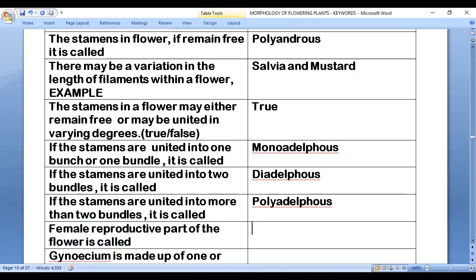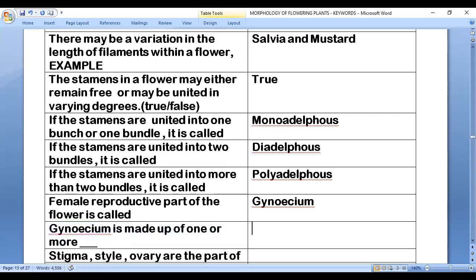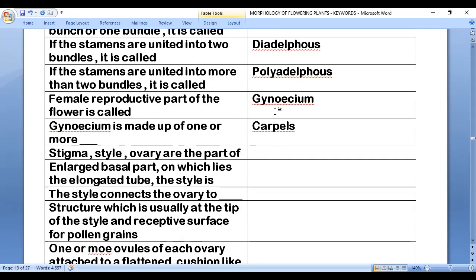The female reproductive part in the flower is called gynoecium. Gynoecium is made up of one or more carpels. Stigma, style, and ovary are the parts of a carpel.